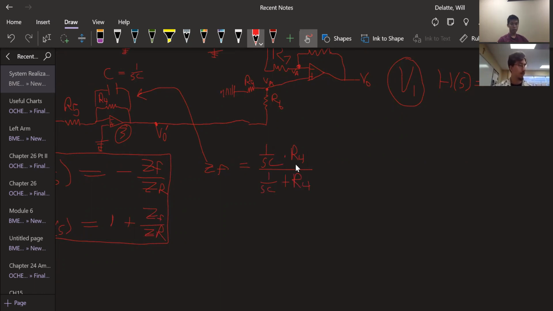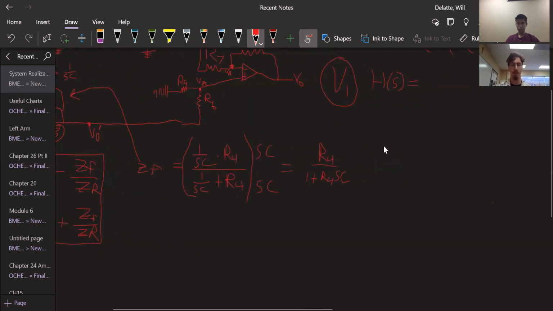Even if we do a little bit of simplification, no one likes having a fraction in our fraction. That is just not fun for anyone to grade or for you to do math. So we're going to simplify that by multiplying a little SC to the top and the bottom, which gives us a final ZF of R4 over 1 plus R4SC.